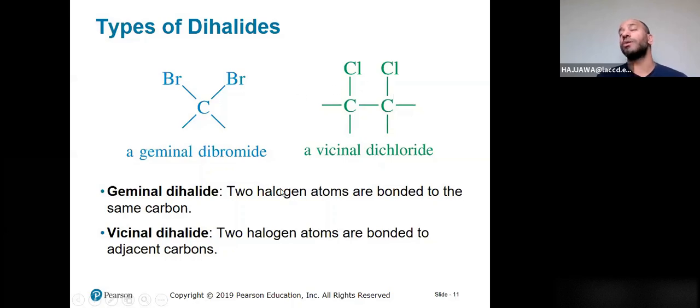So that would be a geminal dibromide. If the 2 halides are sitting on 2 carbons that are adjacent, that would be a vicinal dihalide. What if they are sitting on 2 carbons that are not adjacent? Then obviously it would be a dihalide, but you cannot use geminal or vicinal. So that's the difference between geminal and vicinal. Geminal, you have the 2 halides sitting on the same carbon. Vicinal, you have the 2 halides sitting on 2 carbons adjacent to each other.